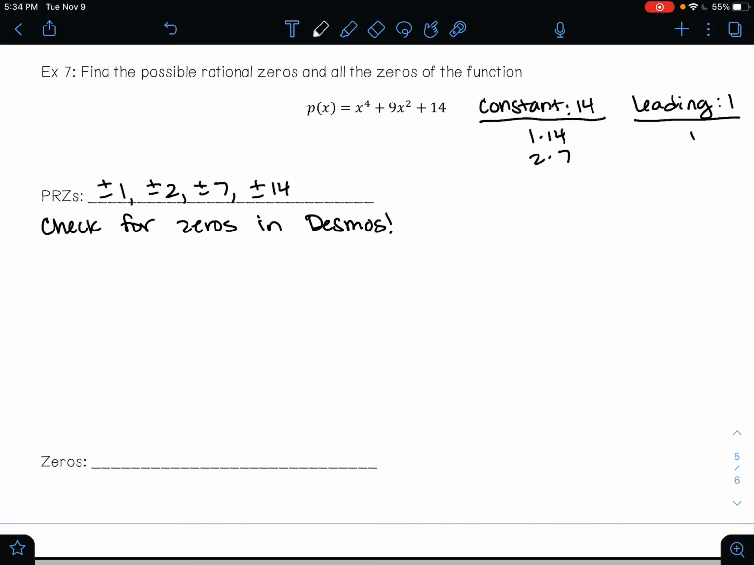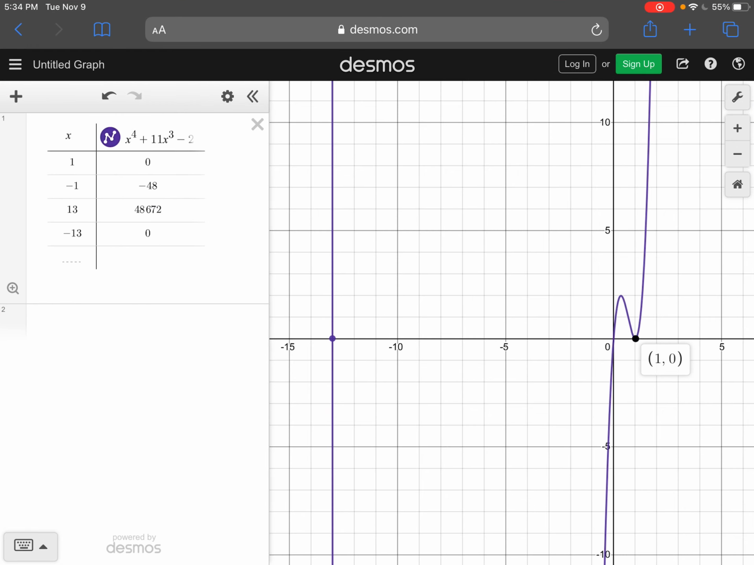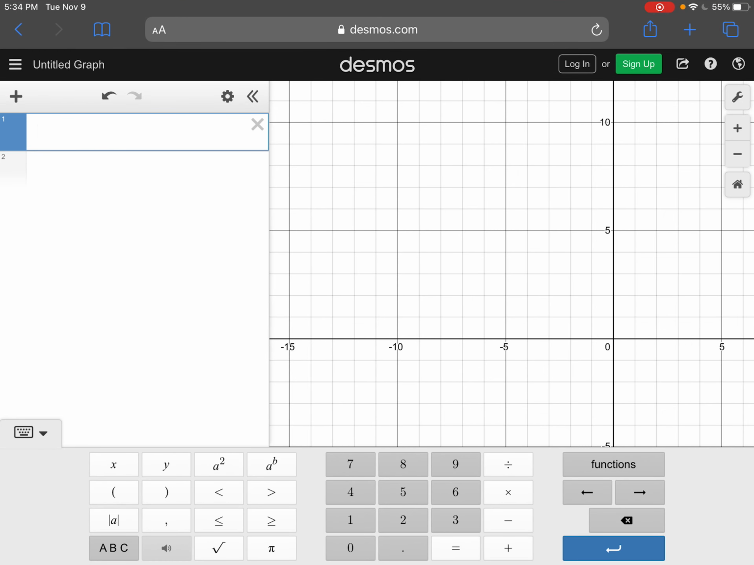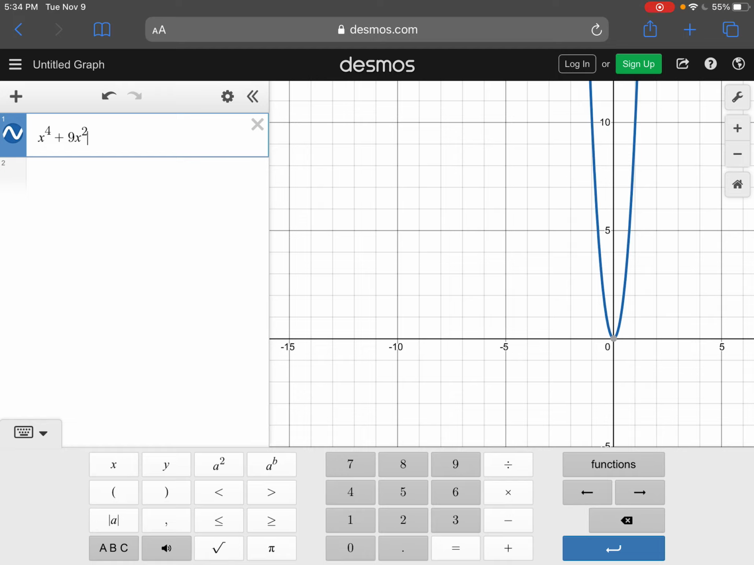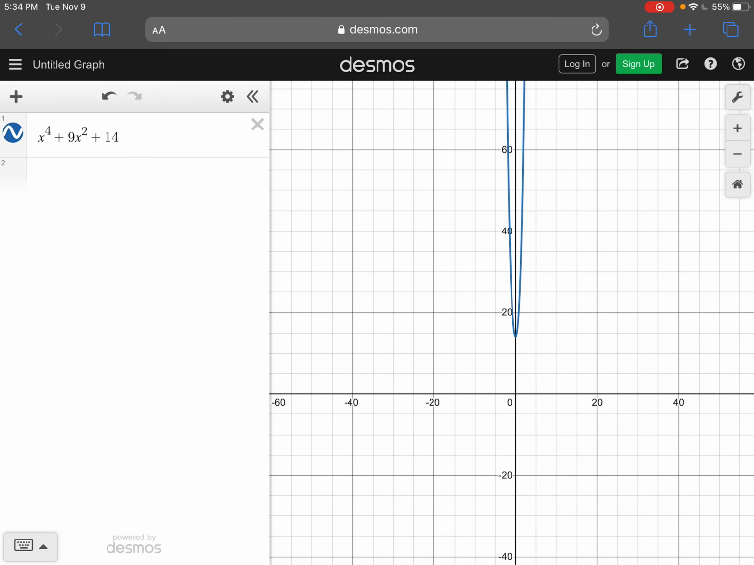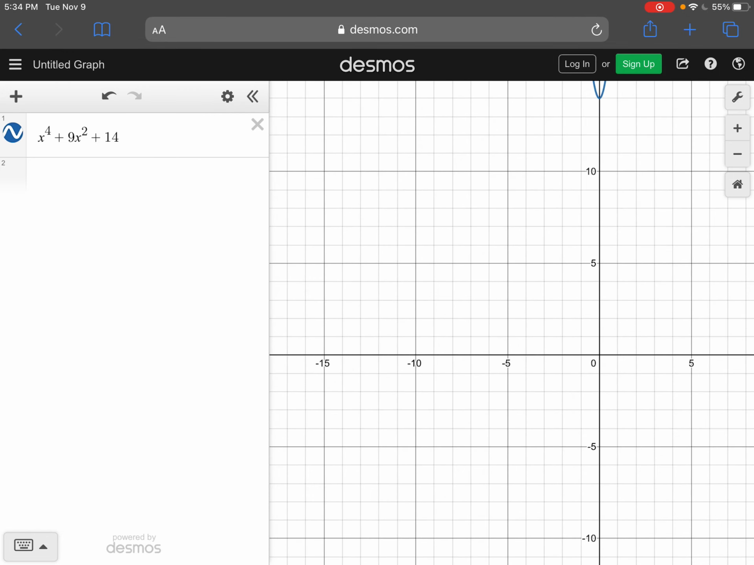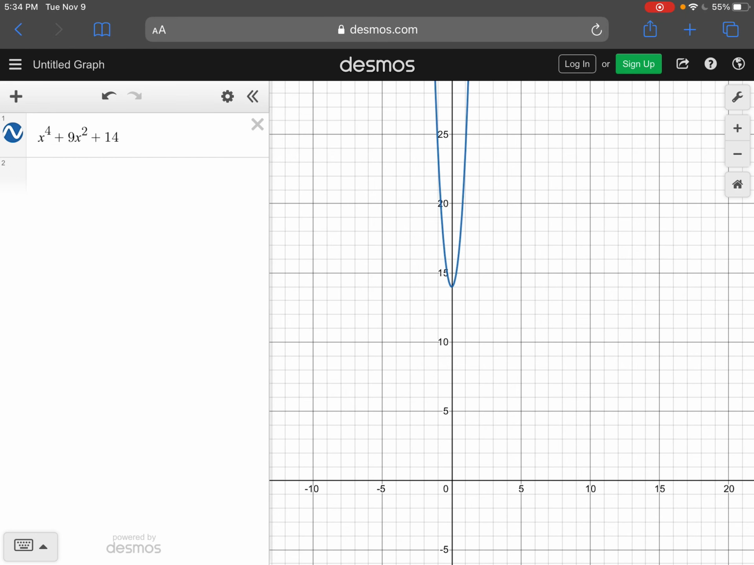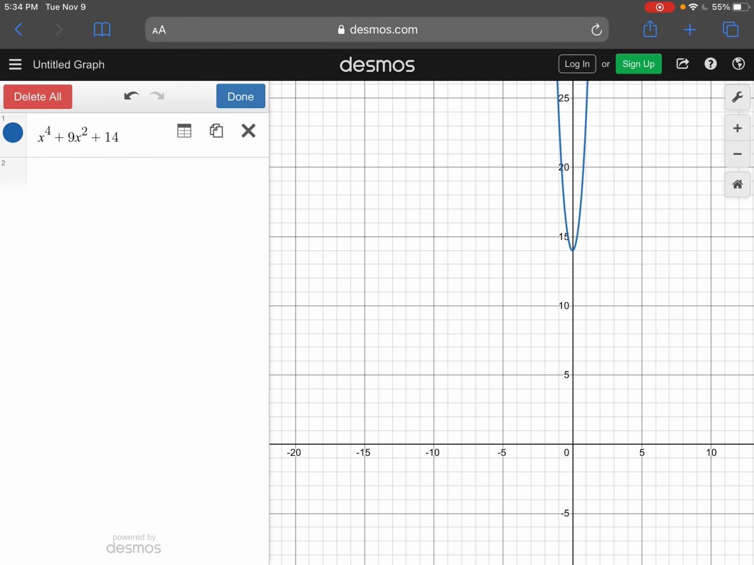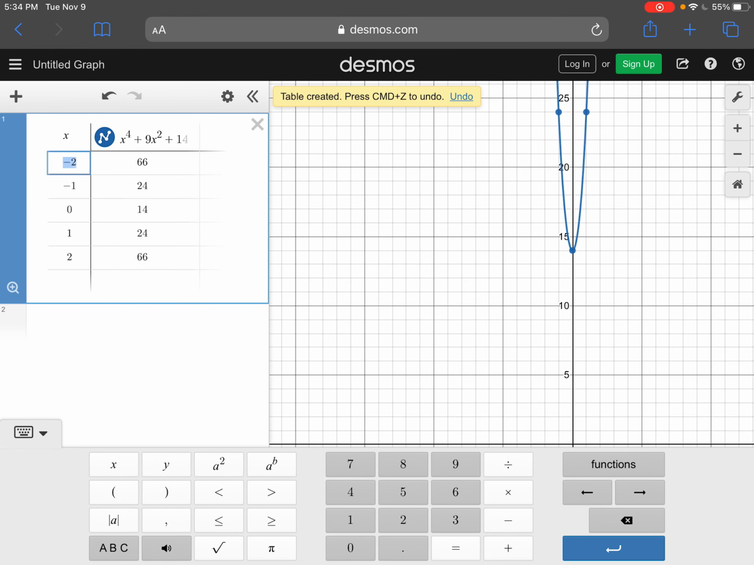So I'm going to go ahead and open up Desmos. And here I'm going to type in my function, which is x to the 4th plus 9x squared plus 14. And when I do that, if I scroll out, you'll notice that my function is never crossing my x-axis, which means that I'm not going to have any real zeros, and all of my zeros are going to be imaginary. If you're not sure, go ahead and plug in all of your possible rational zeros into your table and check.